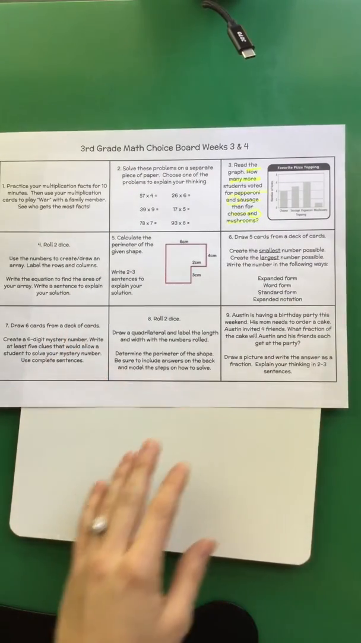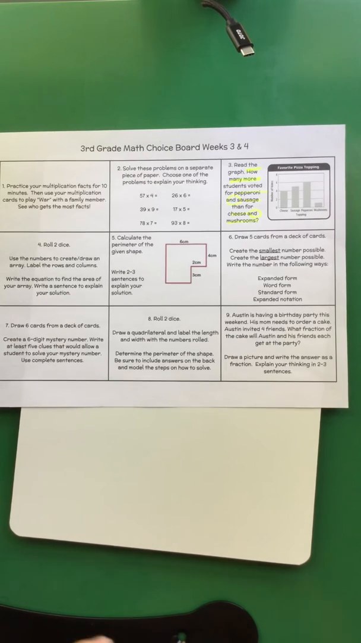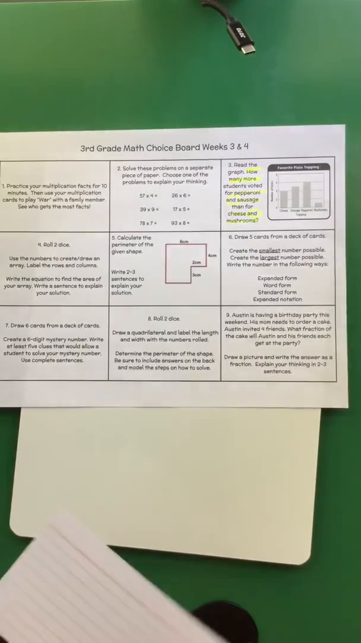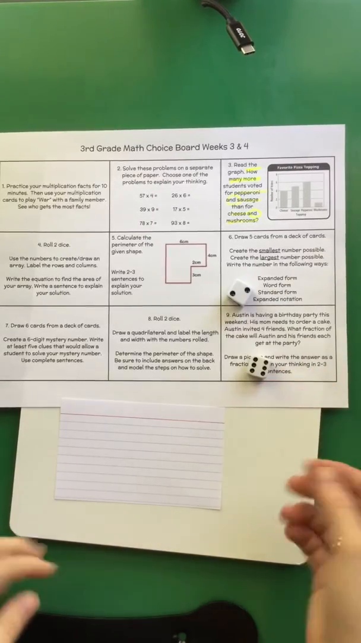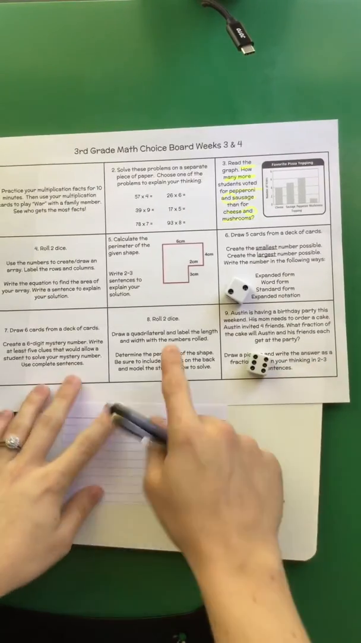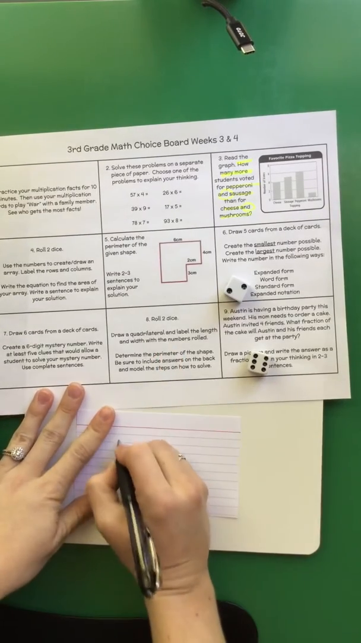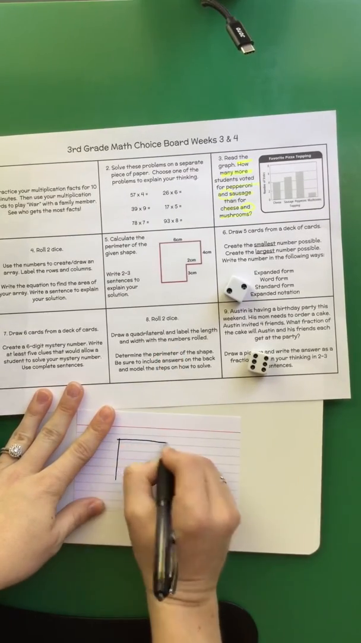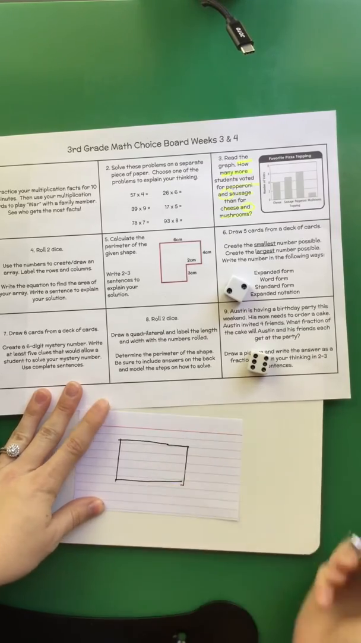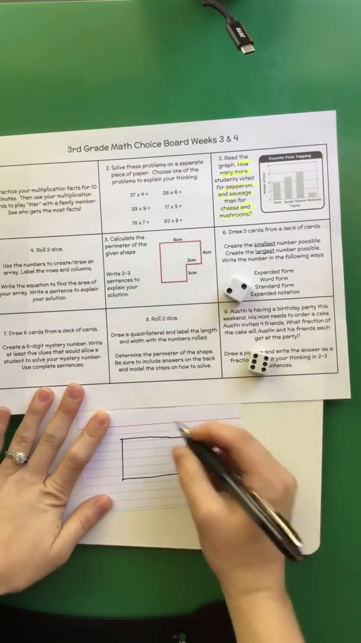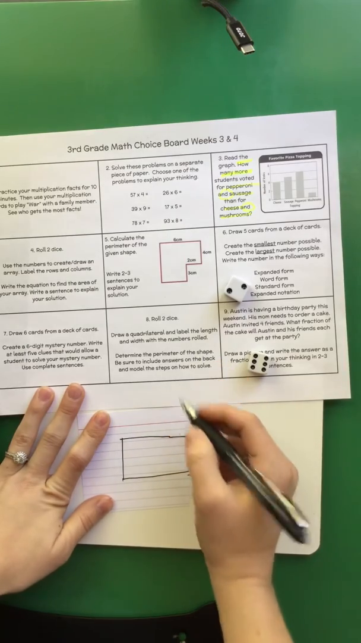Number 8 says roll 2 dice, draw a quadrilateral, and label the length and width of the numbers rolled. Okay, so let me do that first. I don't know if y'all can hear that, but there's like a helicopter or a plane flying over our house. Okay, so a quadrilateral. So think, how many sides does a quadrilateral have? Okay, it has 4. So I'm going to draw my quadrilateral here. Sorry, that was so bad. I'm trying to draw it from up high. And label the length and width with the numbers rolled.